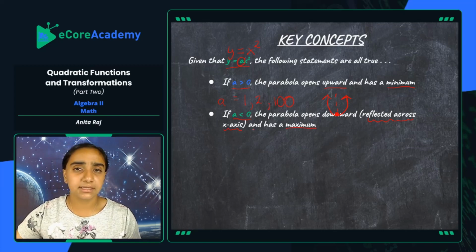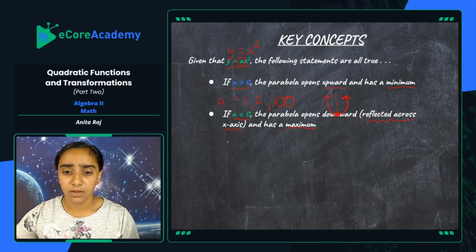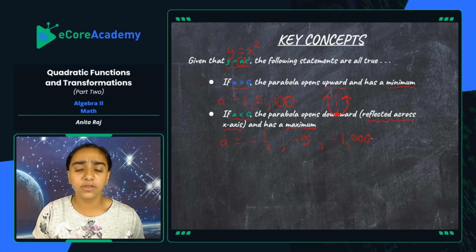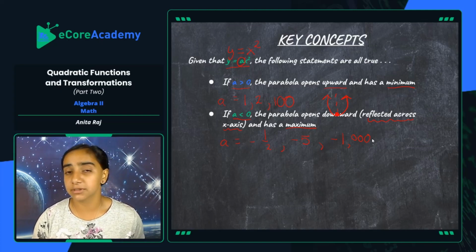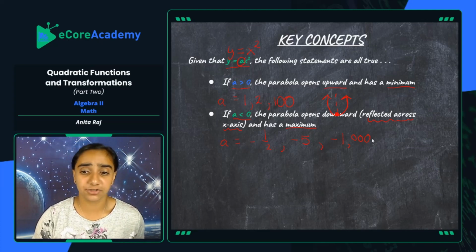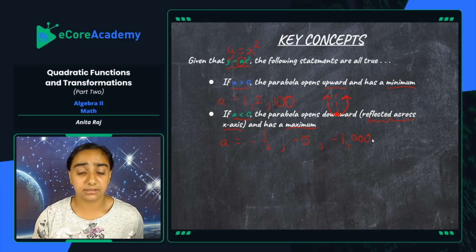So if a is less than 0, what can a possibly be? Well, a could be equal to negative 1/2. a could be equal to negative 5. a could be equal to negative 1,000, for all we know. It's all these negative values. Anything less than 0, it can't be equal to 0, but anything less than 0. So all your negative numbers, integers or non-integers, whatever is less than 0.